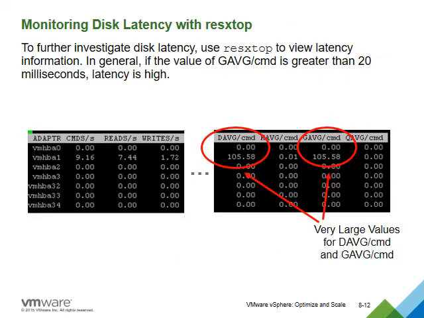And here it is. We can see it with ESXTOP. We have our 105 right here, another 105. Very large values for these metrics.